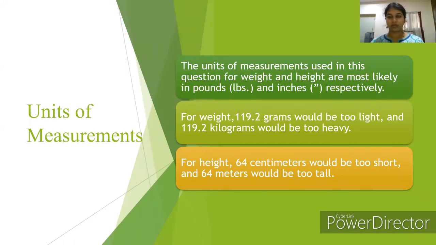The units of measurement used in this question for weight and height are most likely pounds and inches, respectively. For weight, 119.2 grams would be too light and 119.2 kilograms would be too heavy. And for height, 64 centimeters would be too short and 64 meters would be too tall.